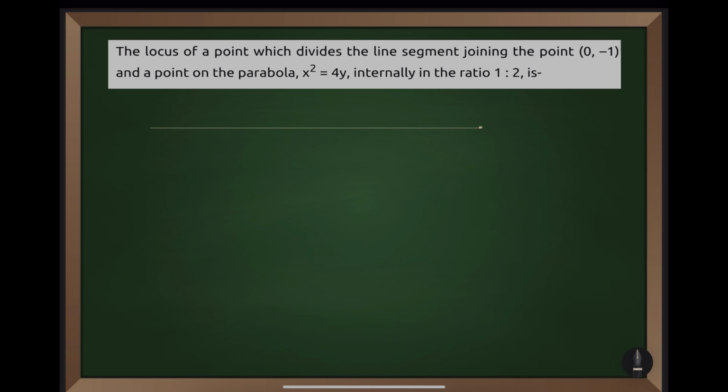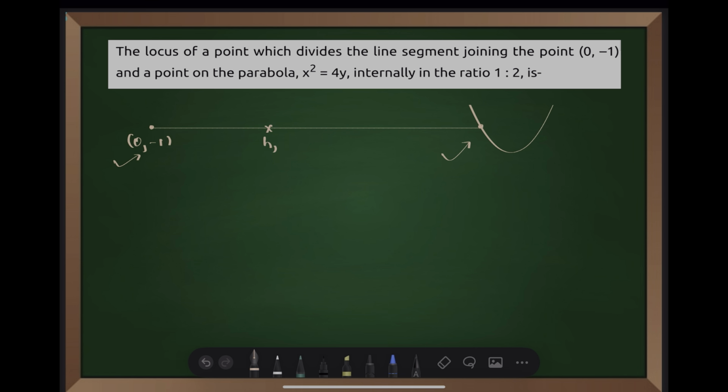So suppose that this is a parabola. Suppose you have a point on the parabola, this. And this is some other point, 0 comma 1. So you have to find the locus of a point which divides the line segment joining the point this and the point this in the ratio 1 is to 2. Suppose this is the point internally, h comma k.